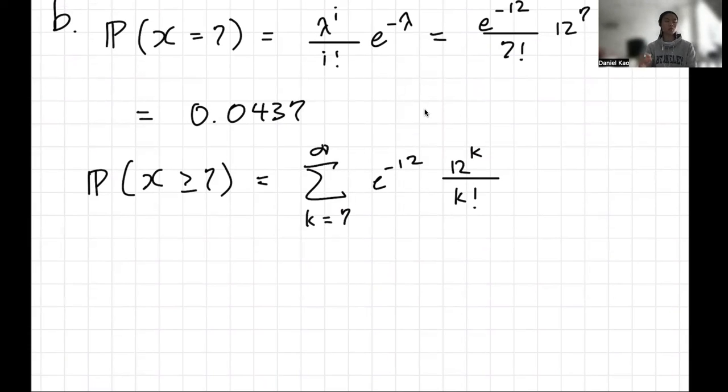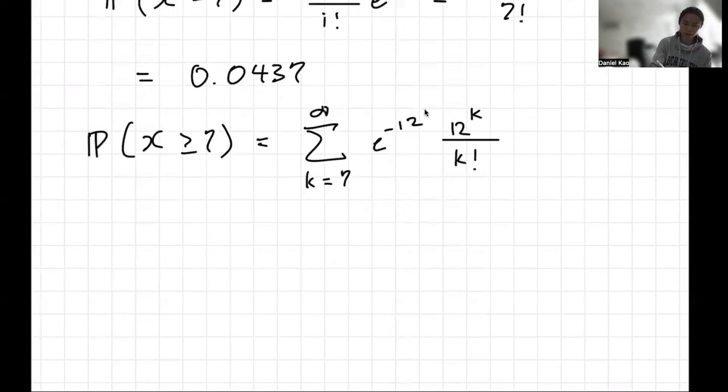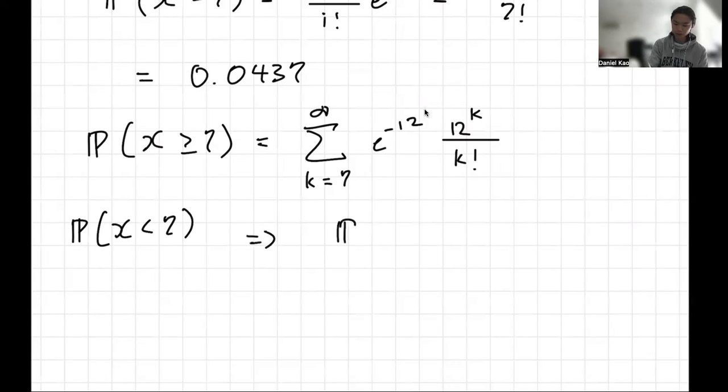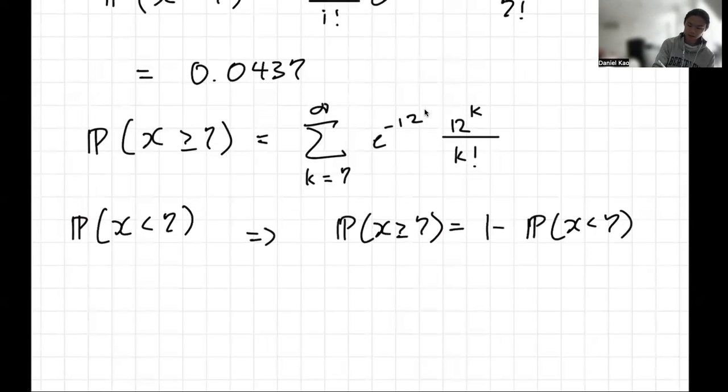So instead, we can take advantage of the words at least and realize that the complement is far easier to find, which is the probability X is strictly less than 7. By the total probability rule, the probability that X is at least 7 is equal to 1 minus the probability of X being less than 7. So what's the probability of X being less than 7? Unfortunately, there is again no clean formula. We just have to sum up all the probabilities from 0 to 7, and this will look something like this.